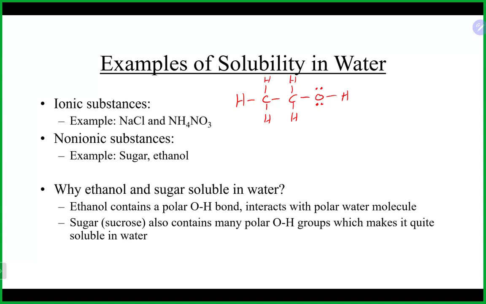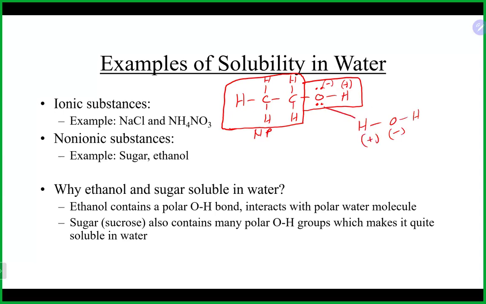Once again, when you look at ethanol, it's kind of a two-part molecule. This part here where we have carbons and hydrogens is nonpolar. But because it has this polar bond on it, it makes it very soluble in water, where the oxygen is more negative and the hydrogen is more positive. So when a water molecule rolls up on it, it's able to interact through hydrogen bonding, and that makes it really, really soluble in water.